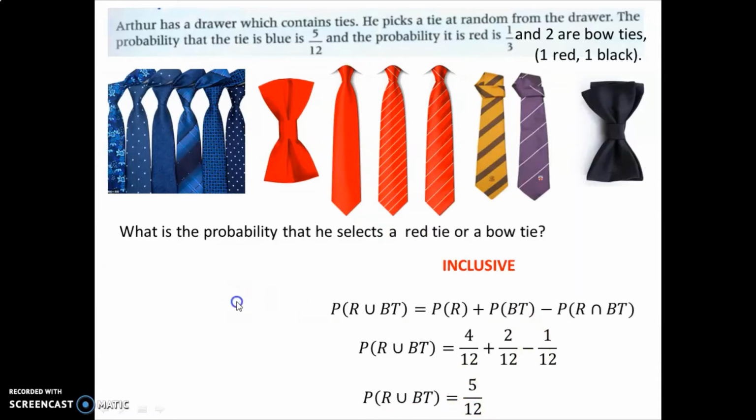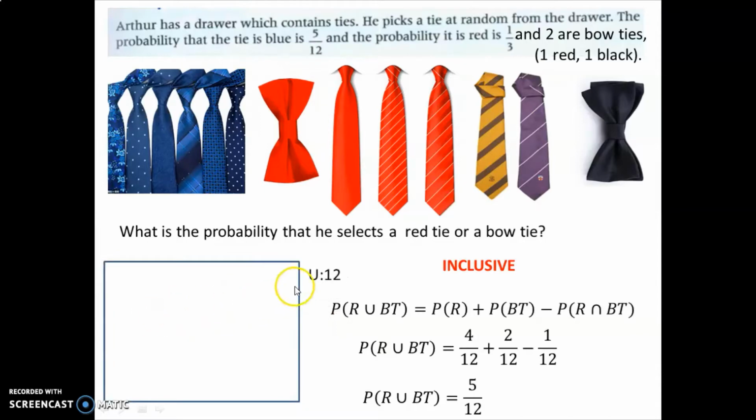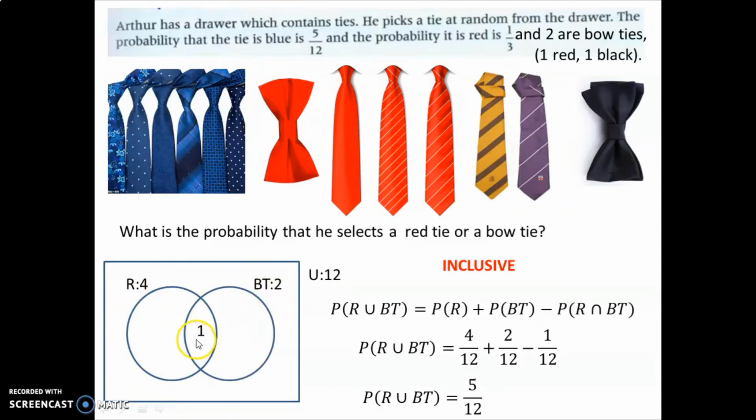Let's look at a Venn diagram to represent the same thing. Here is our universal set, 12 ties. Here are our 4 red ties. Here are our 2 bow ties. And in the middle here, we have the red bow tie. So there's the inclusive part, the intersecting event, the red bow tie.